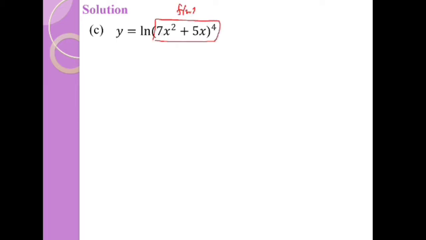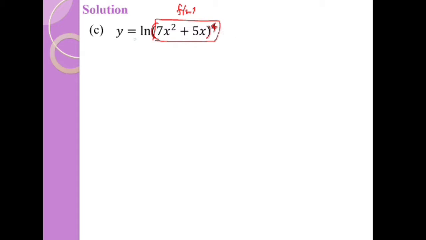Next, for example 1c, before we start using the formula of 1 over f, right now the f is a function with power 4. So, if you write the bracket with power 4 as our function f, then to differentiate the function f, you will need to use the power rule or chain rule.